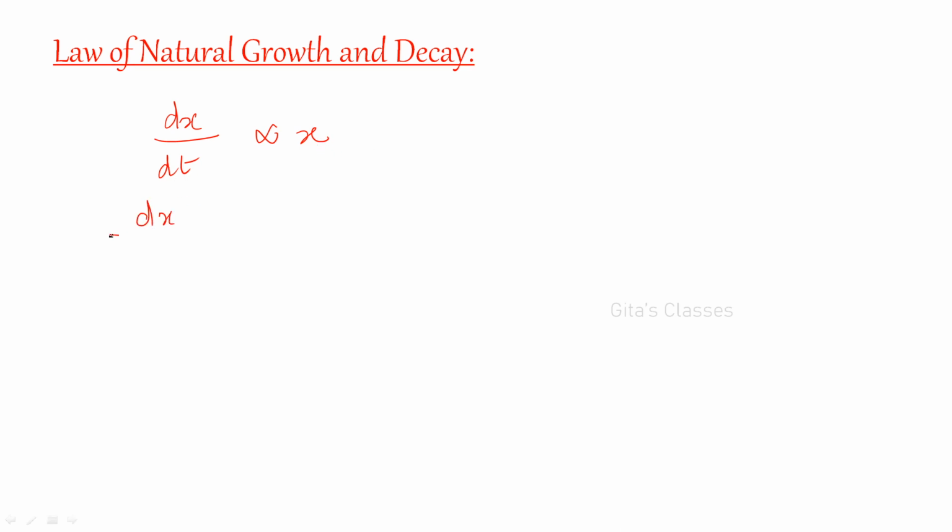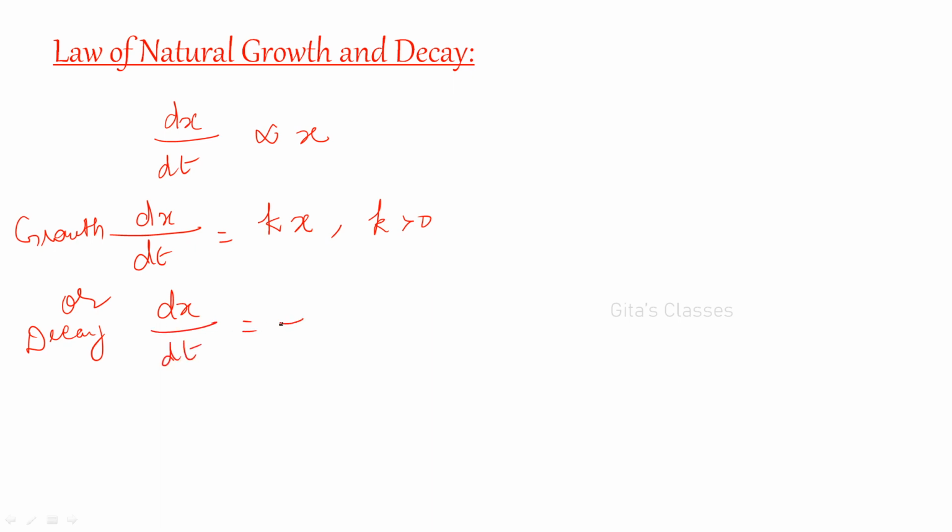So sometimes if it is growth, then dx by dt can be written with a constant of proportionality as plus k, k greater than 0. This is for growth. And if it is decay, then dx by dt will be minus kx, where k is a constant greater than 0. If it is negative, again this will become positive. That's why k greater than 0. If you consider only k, it is a positive value. So if it is growth, kx; decay, then minus kx.